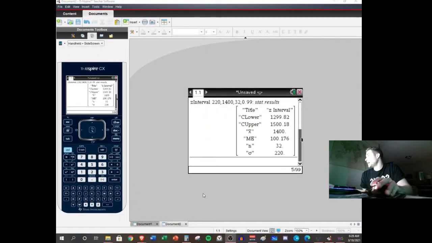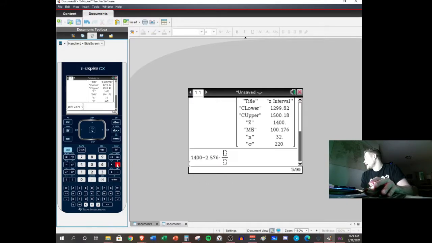Okay, so let's go ahead and do that. So our point estimate was that 1400. And for me, I always do the addition first. I don't know why. I'll do subtraction first this time. All right, minus 2.576. And we want to multiply by the fraction. We want 220 was our sigma, right? Yep. At the bottom, square root, we had 32 apartments.